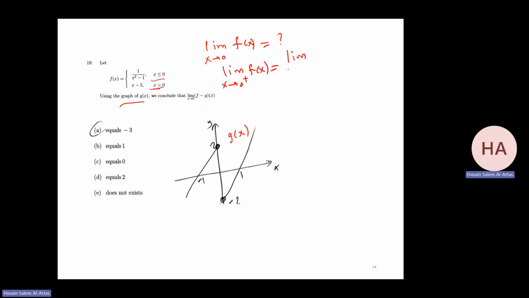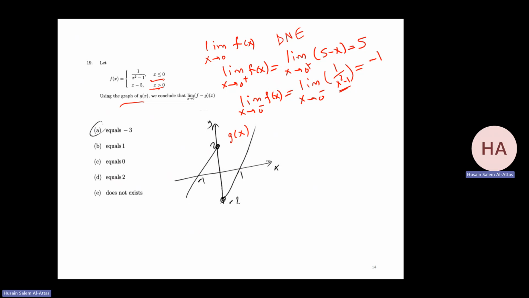So I just substitute 5 minus x, we get 5. From left, it will be limit x goes to 0 from left. Left I am here, so it will be 1 over x squared minus 1. Just substitute, because 0 is not in the domain of these functions, we have no problem. So it will be minus 1. Left not equal to right, so this limit does not exist.